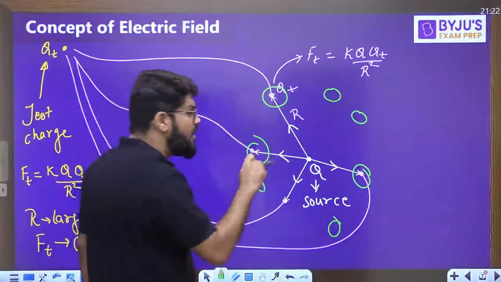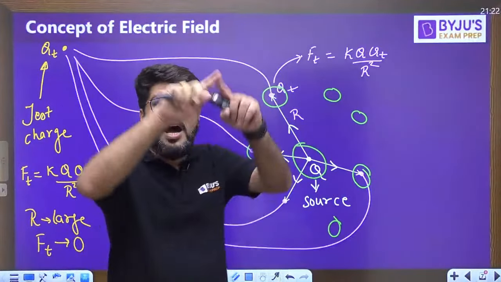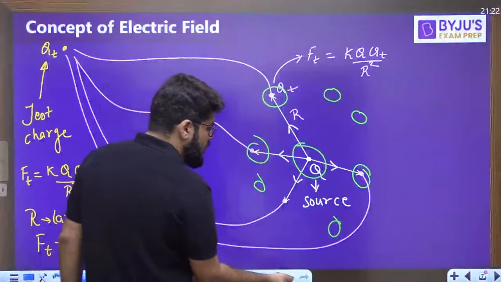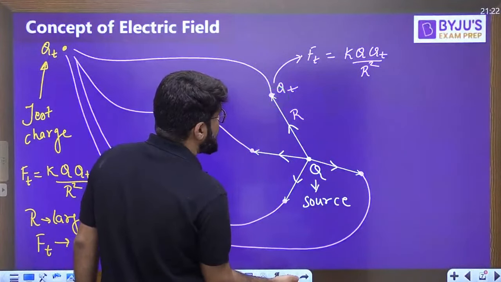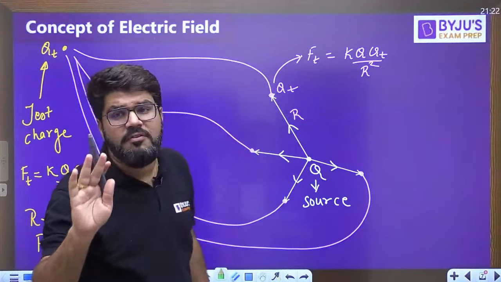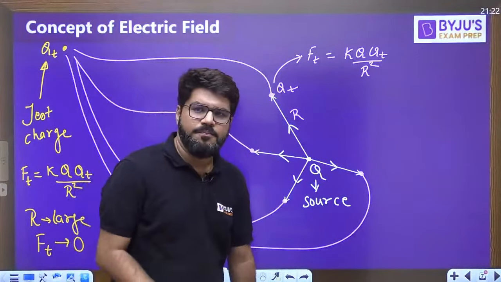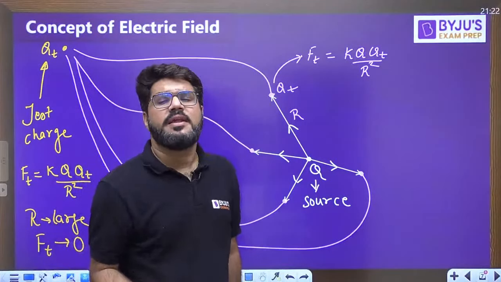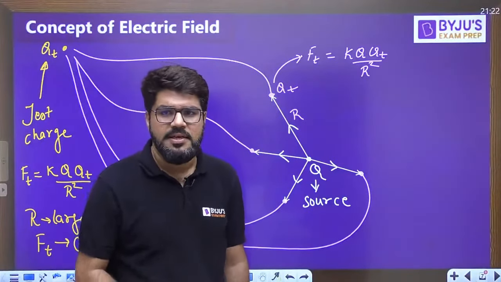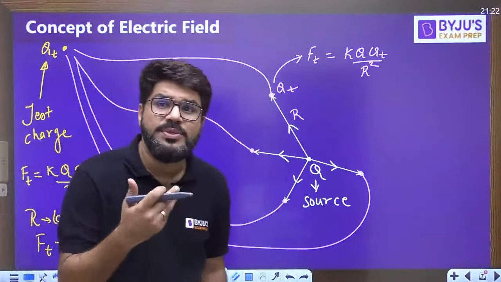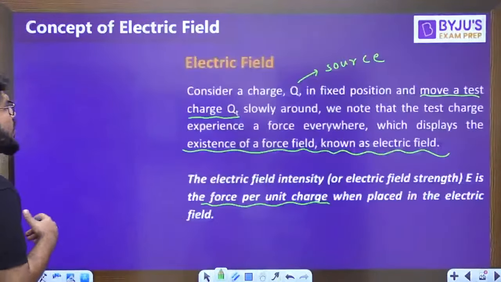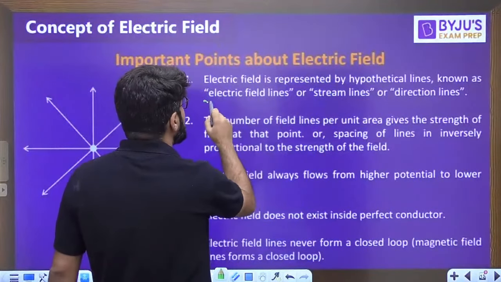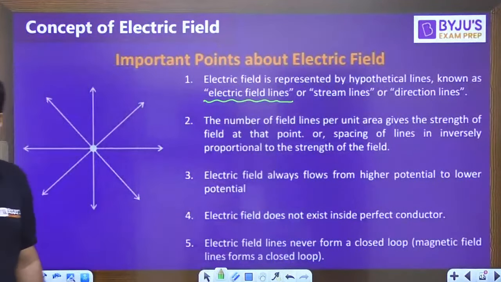That means everywhere around the charge Q, in all four directions, you are going to experience the electrostatic force. So everywhere around the charge Q, you have a force field, you have the electric field. And that electric field we just represent by some hypothetical lines. Hypothetical line means they are not lines which are actually existing, but we draw the line just to represent the electric field. So electric field is represented by hypothetical lines which are known as the electric field lines, also known as streamlines or direction lines.